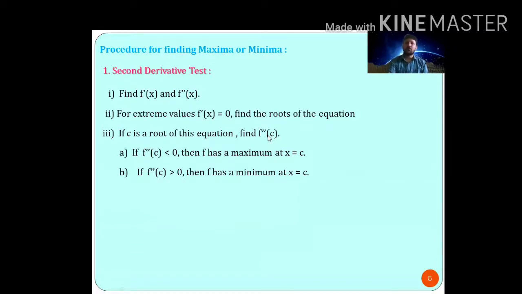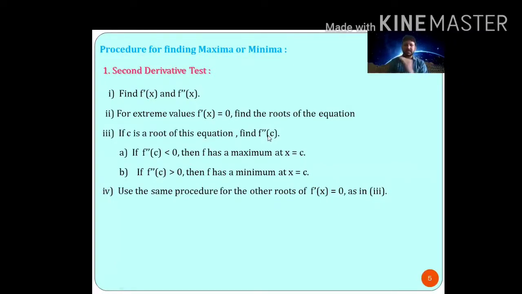Then what will be the exact value for maxima or minima? That will be calculated from the given function f(x) at that particular point. This is obtained for only one point, x is equal to c. Maybe you get more than one point, that is 2 points or 3 points. Then repeat the same procedure from step number 3. Let us read the sentence: use the same procedure for the other roots of f dash of x is equal to 0 as in the third step.